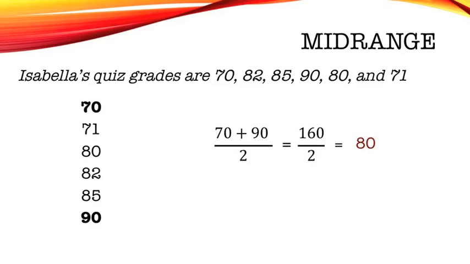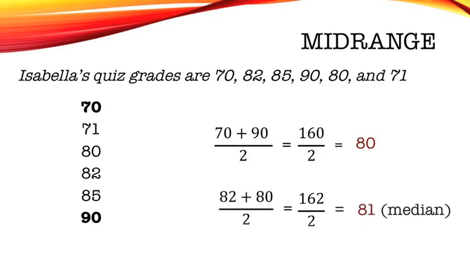Even though the computations of midrange and median appear to be similar, this example proves that they are not the same. Her midrange score was an 80, whereas her median score was an 81.